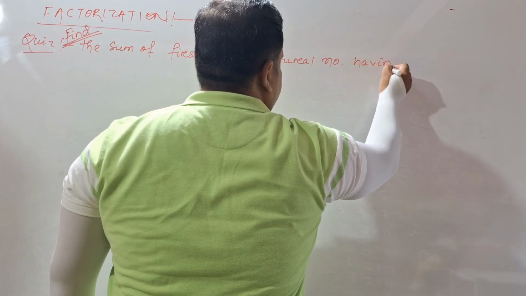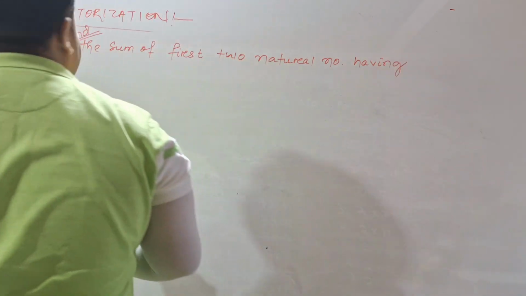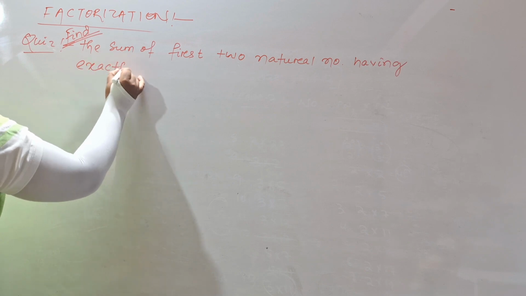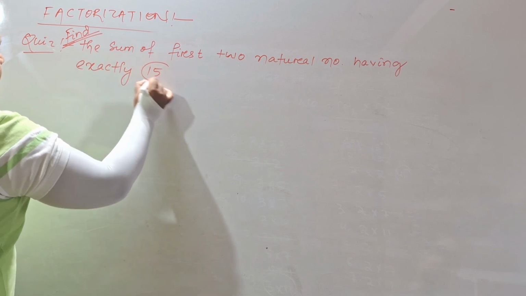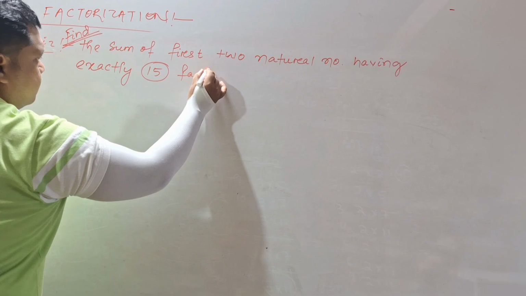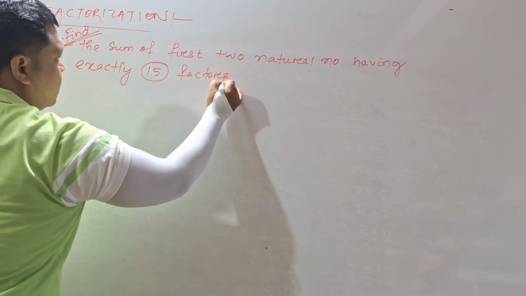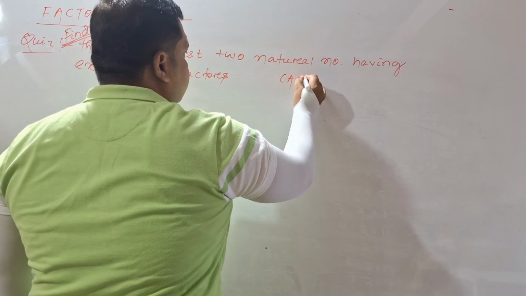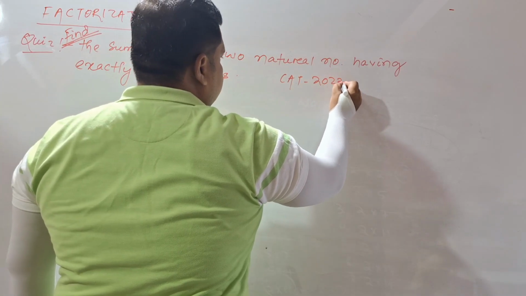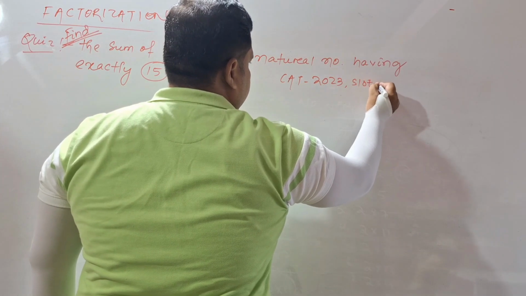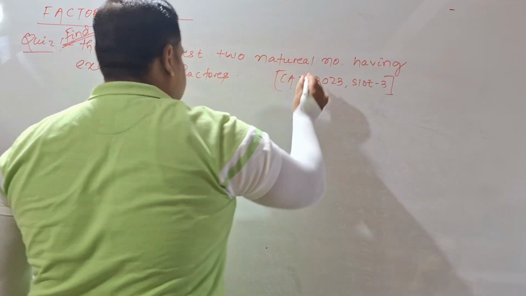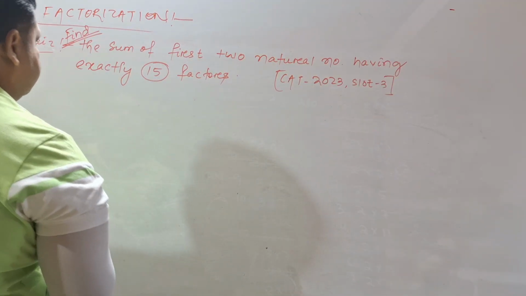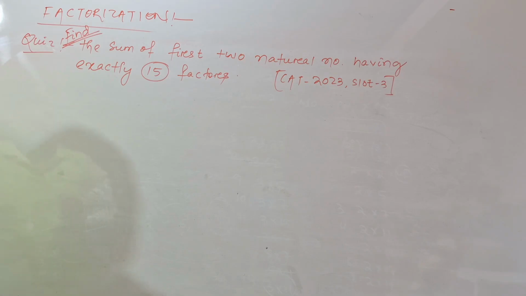Having exactly 15 factors, including one and the number itself. This was asked in the same year, 2023, slot 3. Again, this is an easy question. Difficulty level easy.